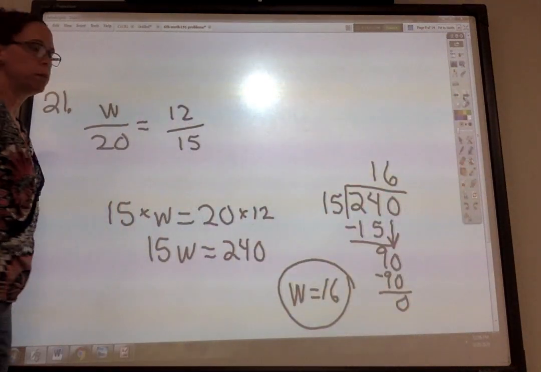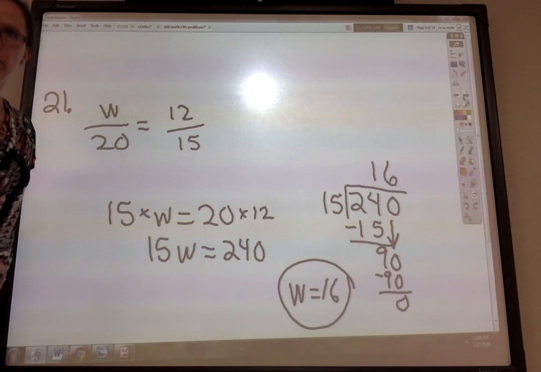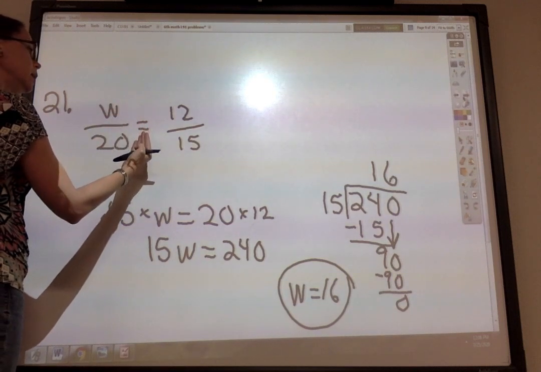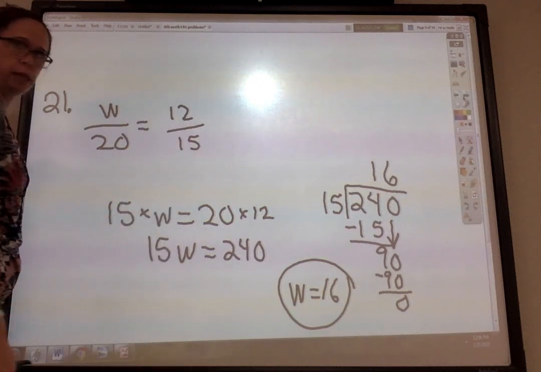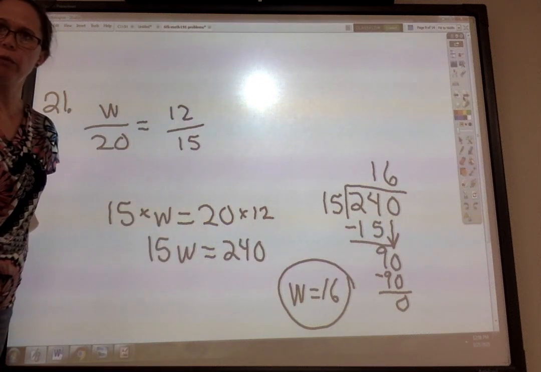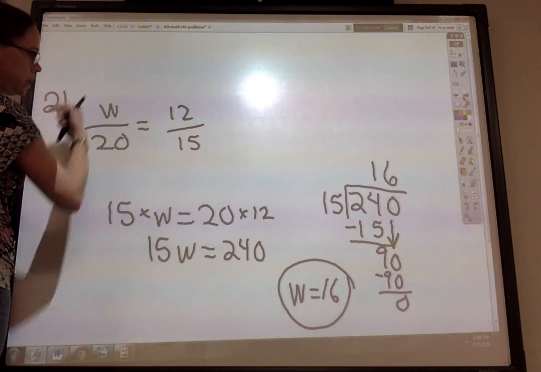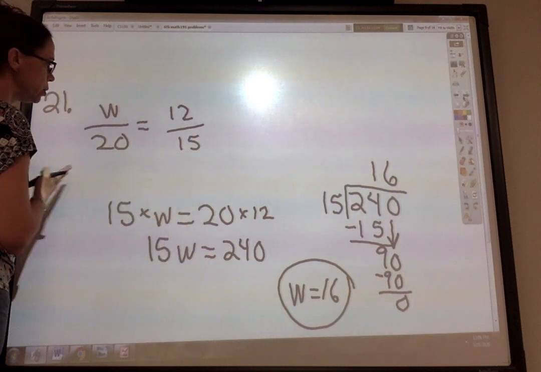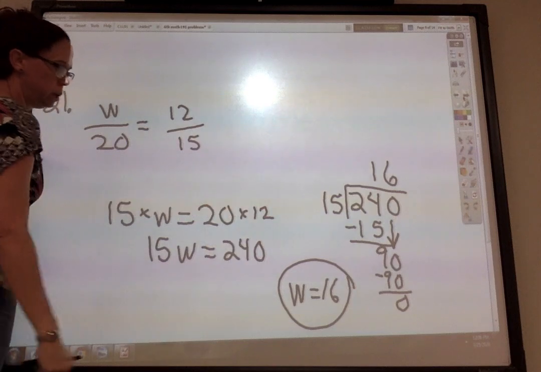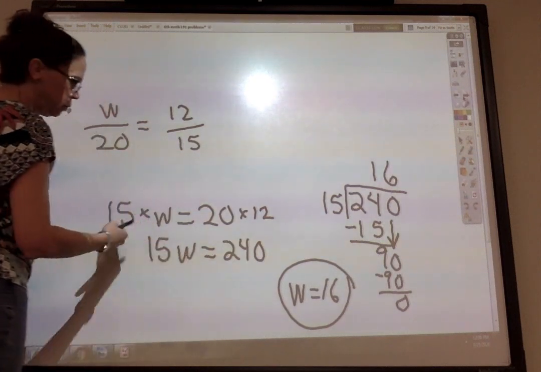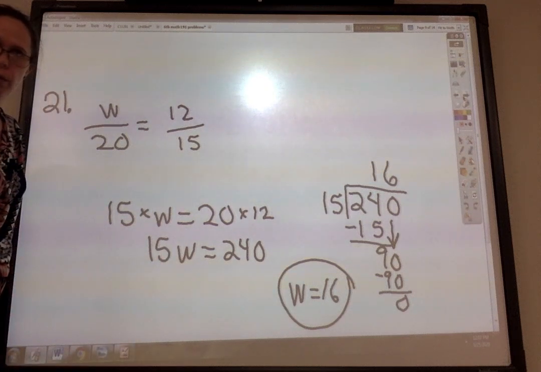Next, we have a proportion, and we need to solve to find the missing number. w over 20 is equal to 12 over 15. Remember, if I have two equal fractions, their cross products are also equal. So I did 15 times w has to be equal to 20 times 12. 20 times 12 is 240. 15 times w is 15w.